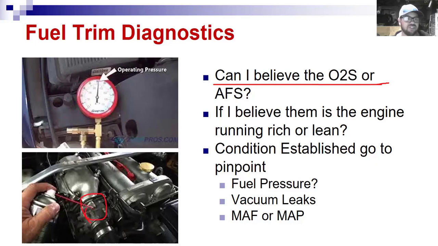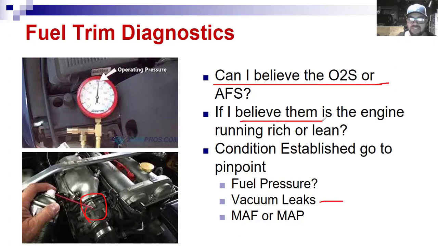Maybe I'll artificially enrich the mixture with a little bit of carburetor cleaner, or I'll just goose the throttle. I'll open the throttle quickly. That should make the mixture go rich. I might make some vacuum leaks, pull some vacuum hoses, make the engine go lean, and I'll see if the O2 sensor or air fuel ratio sensor responds. And if it responds how I expect, like I pull a vacuum line and the voltage drops on that O2, then I could say, oh yeah, it does seem like it's working. I believe it.